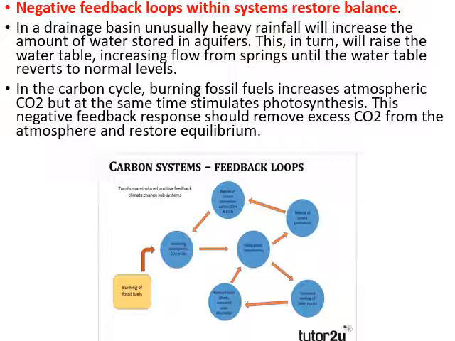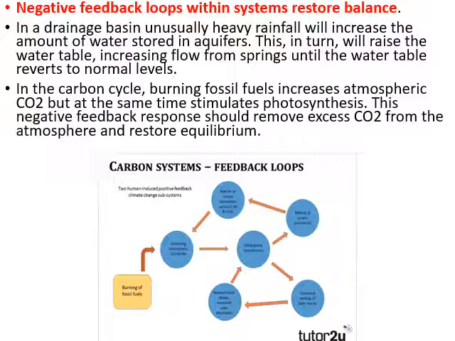So perhaps one way to think of it is that negative feedback is taking away, or minusing, the part of the system that started to get out of control. And so it's taking away that negative thing that's happened in order to restore equilibrium again. So negative feedback systems restore balance. They bring back that dynamic equilibrium.